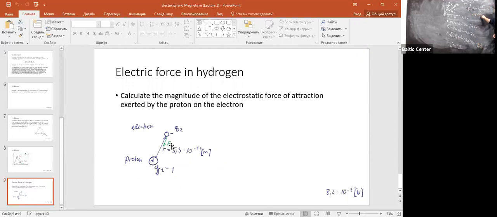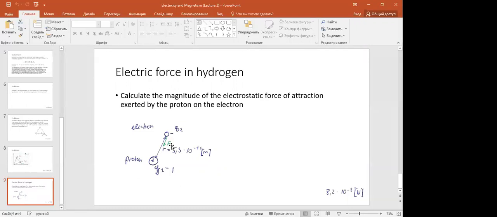It means what? So 9 multiplied by 0.1 is 0.9, divided by 25. Let me calculate, 0.9 divided by 25 is equal to 0.036 newtons. Okay. Understand now? Yeah. Okay. Thank you very much for your attention.